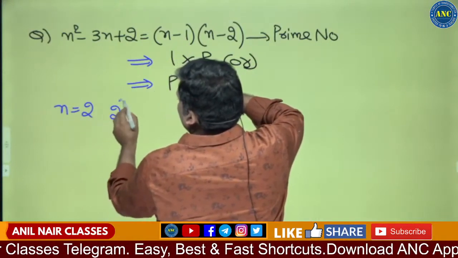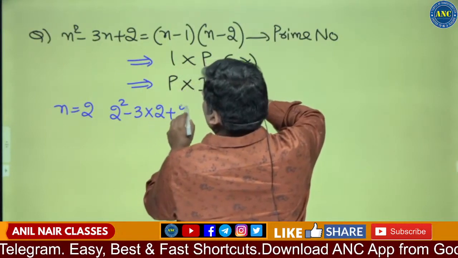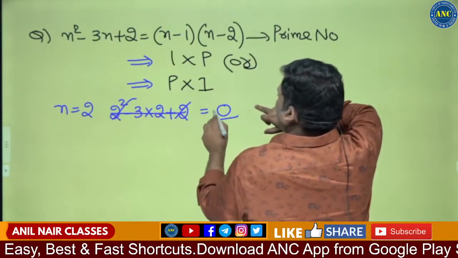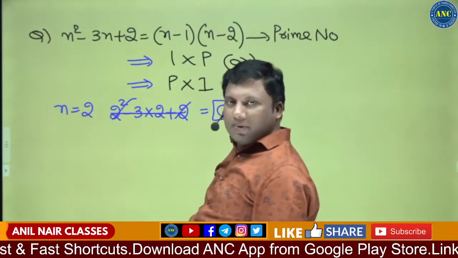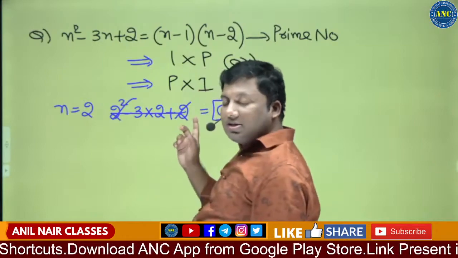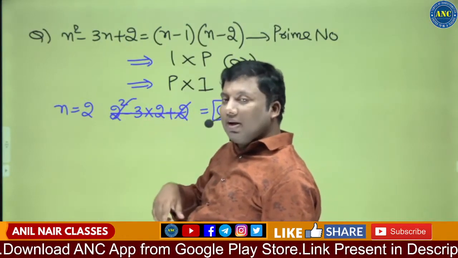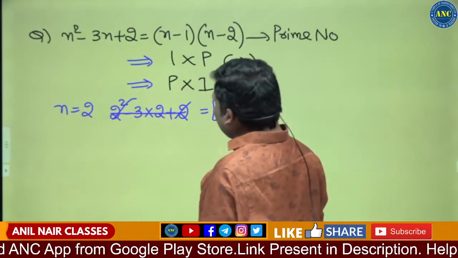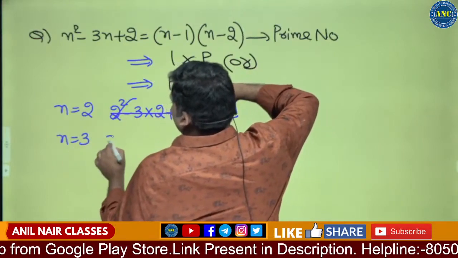So if n is 2, 2 square minus 3 into 2 plus 2: 4 plus 2, 6. 6 minus 6, 0. 0 is not a prime number. A prime number should be divisible by 1. If 0 were a prime number, any prime number like 3 would be divisible by 1. So the number should be greater than 1. This is not possible. n minus 2, if it is 1, n value will be 3.